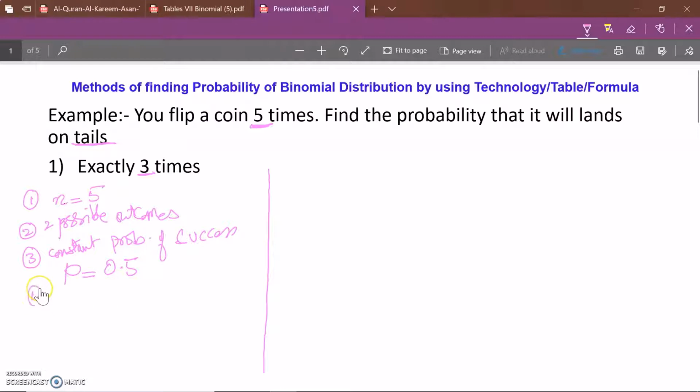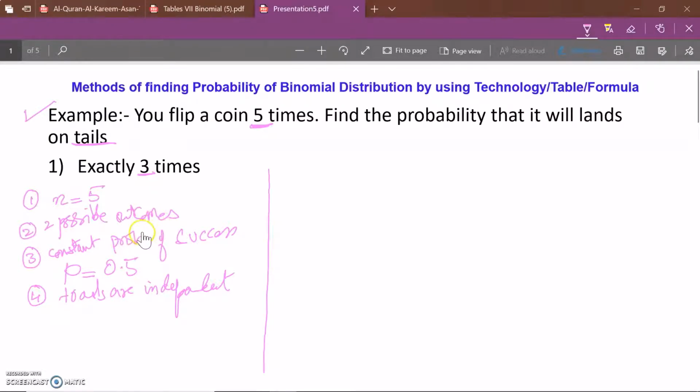Number 4, what is the 4th condition? The trials are independent. What do I mean by that? If the probability in one trial is not affected by what happened in the previous trial, then we say the trials are independent. You flip the coin 5 times, and what happens in the 3rd flip has nothing to do with what will happen in the 4th flip. So each flip is independent. All the conditions are met, so this example we're dealing with is really a binomial experiment.